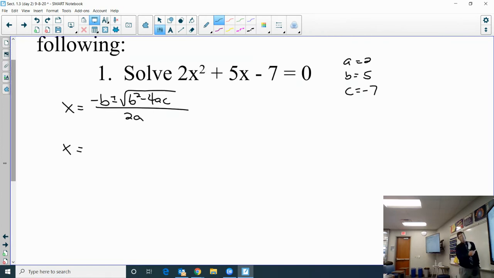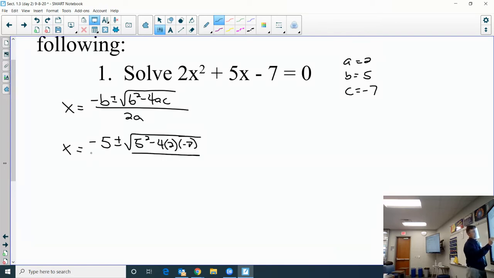Let's see, what do we get? Negative 5 plus or minus the square root of 5 squared minus 4 times 2 times negative 7, over 2 times 2. Now for completing the square, if you have a number in front of x squared, this one would be really nasty to do. So that's where I'd use the quadratic formula. At least figure out what number we get underneath the radical.